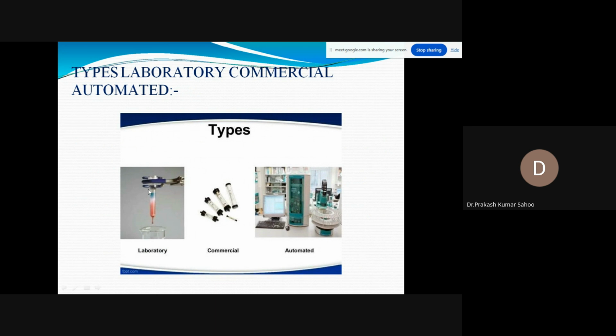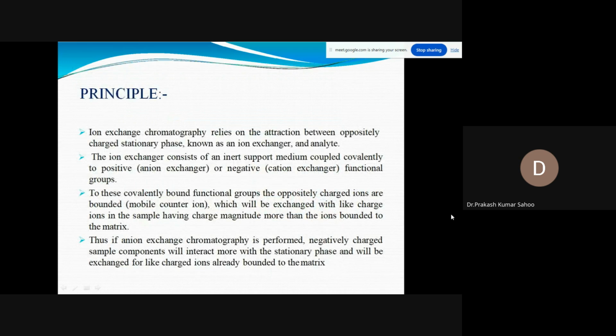This is the laboratory column we have. This is the commercial column which is available in the market, and this is the automated one. This is the instrumentation, and it is very high cost. So this is the traditional one, these commercial columns are available in the market, and this is the instrument one, that is the automated one.